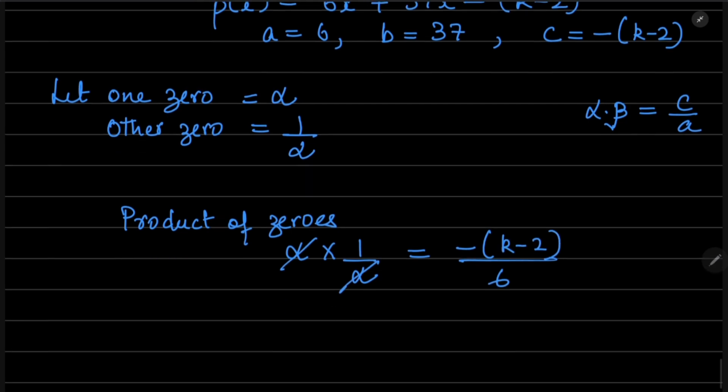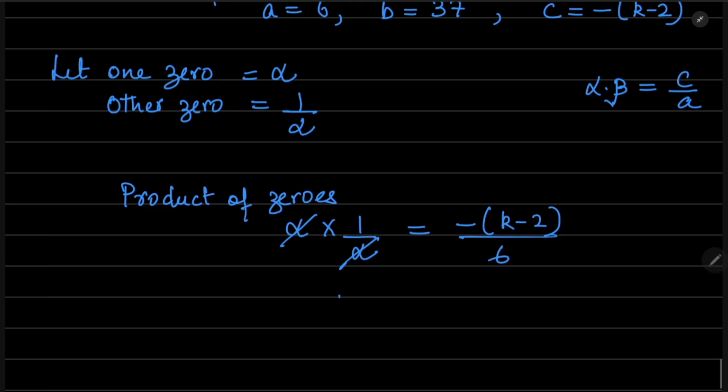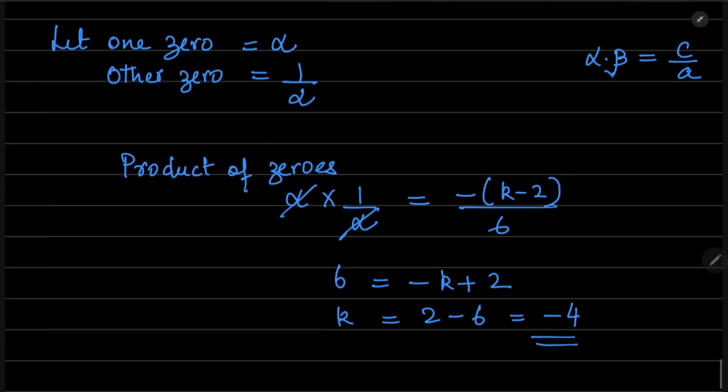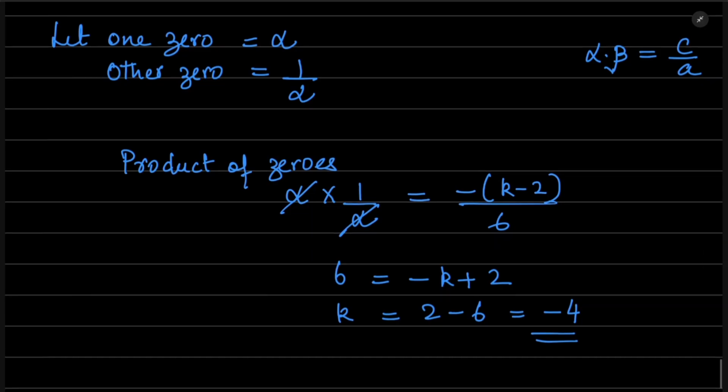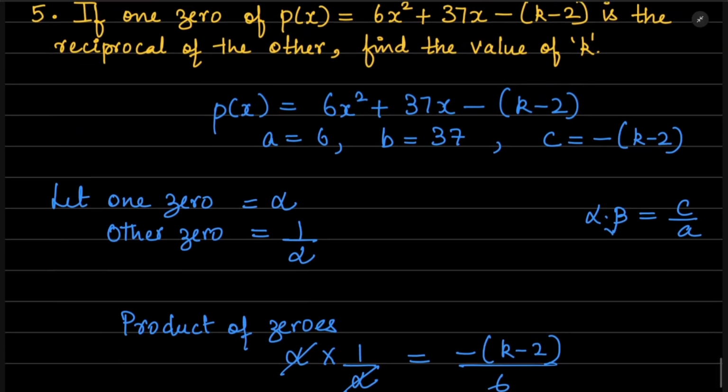So alpha gets cancelled, cross multiply. So 6 is equal to minus k, open the brackets, plus 2. So k will go here. It's equal to 2 minus 6. That is minus 4. So k value is minus 4. Okay. So always remember such questions are very frequently asked. These kind of questions are the ones which you have to repeatedly practice and revise.